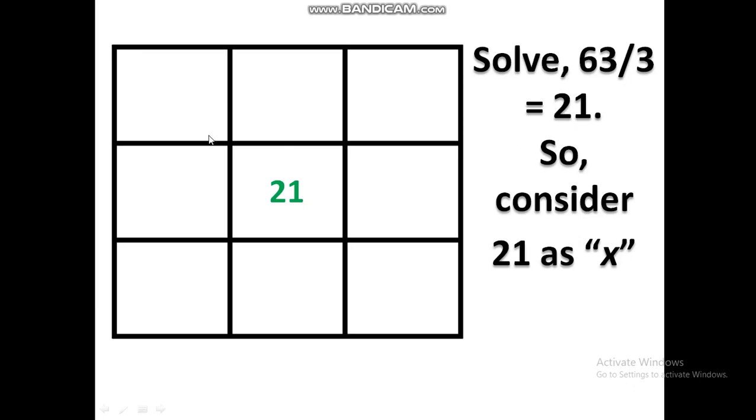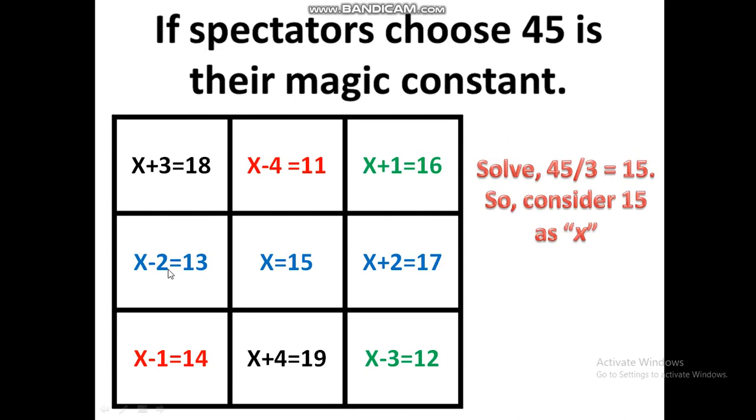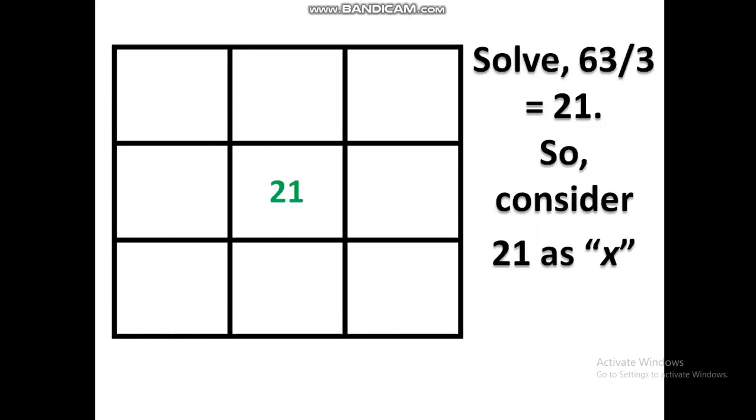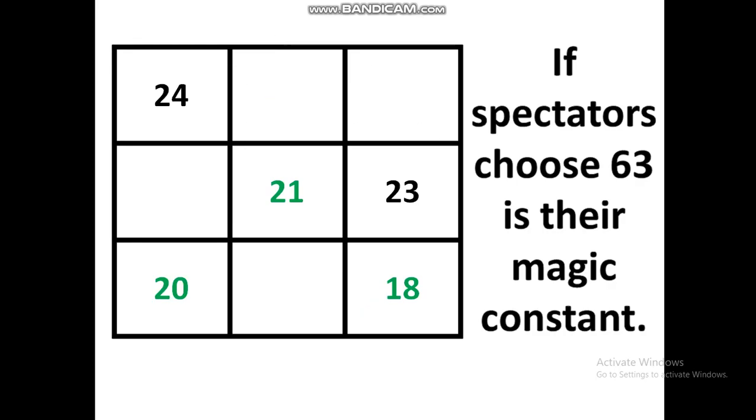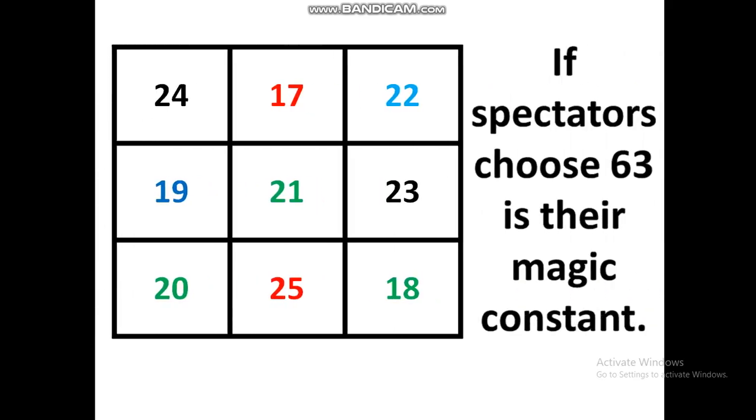And for example, if any other person asks to fill this box, that is 2 by 1, here the formula, as we know, is x minus 2, that is 21 minus 2, that will be 19. So this is the method we can fill all the boxes.